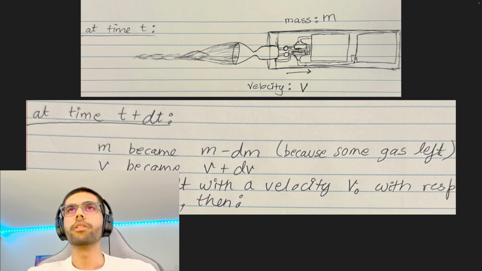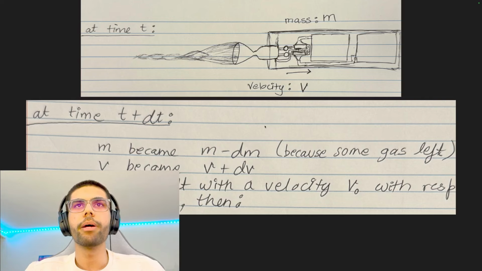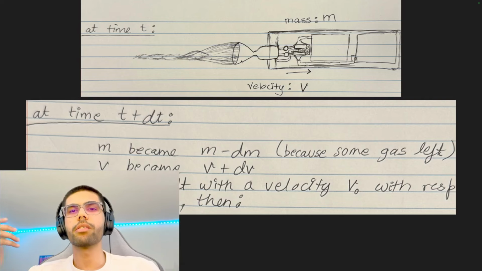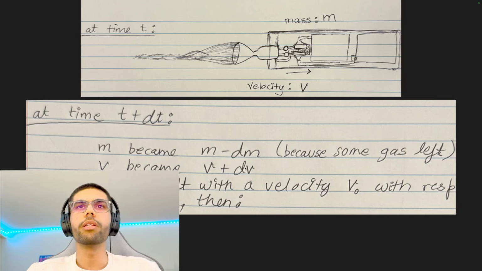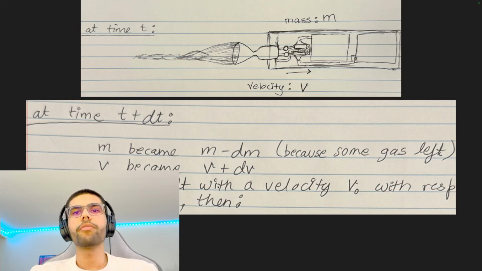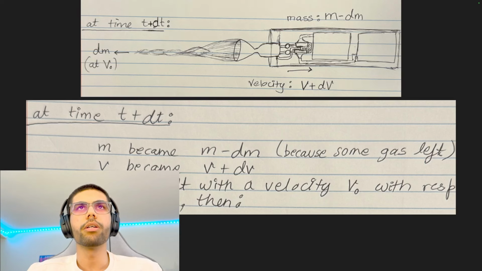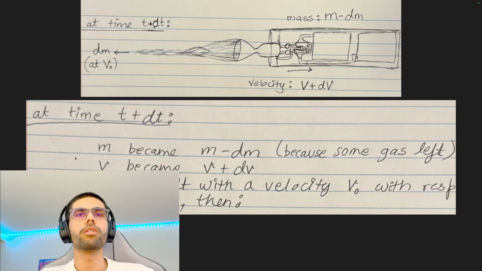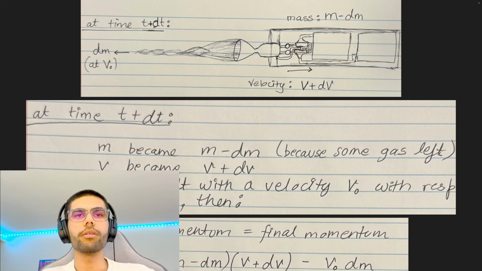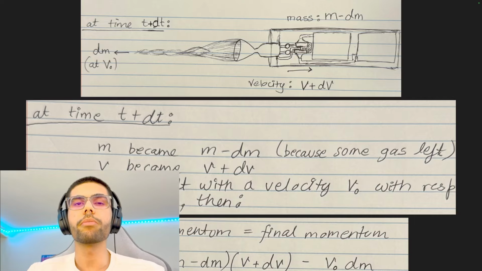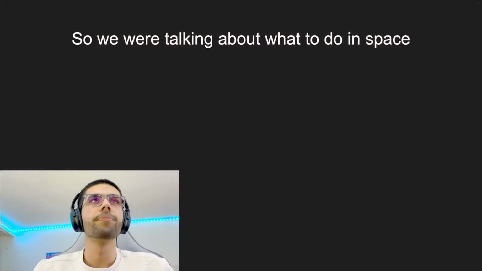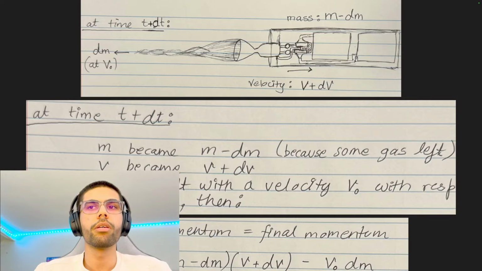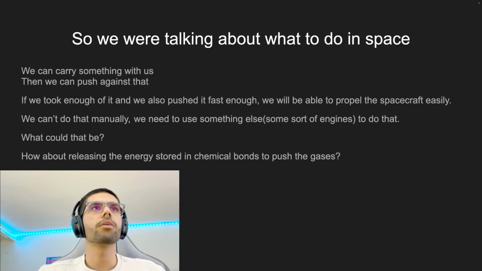your m, the mass of your rocket, decreased by dm because some of the gas is left, and the velocity increased by dv because of the momentum exchange. Now, if the gas is left with the exit velocity of v naught, you can just equate the final and the initial momentum, and then you're going to get the formula.